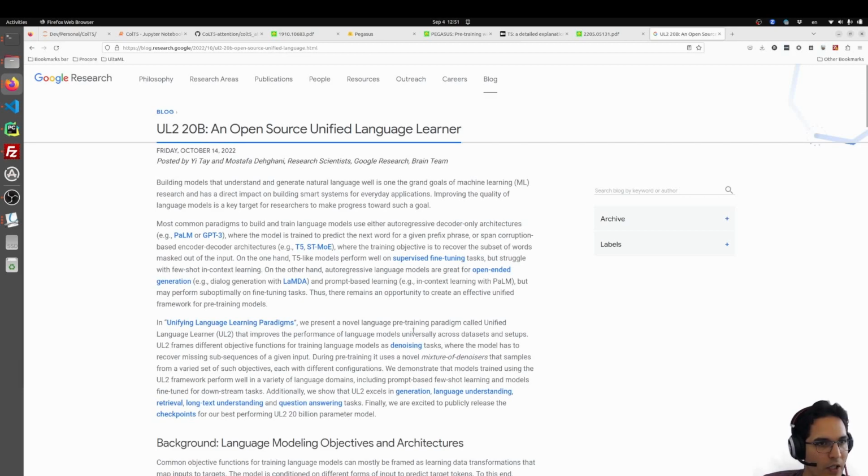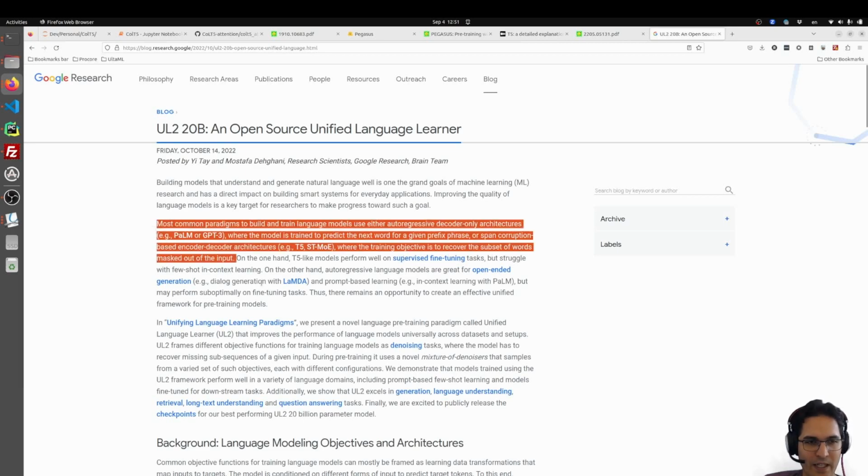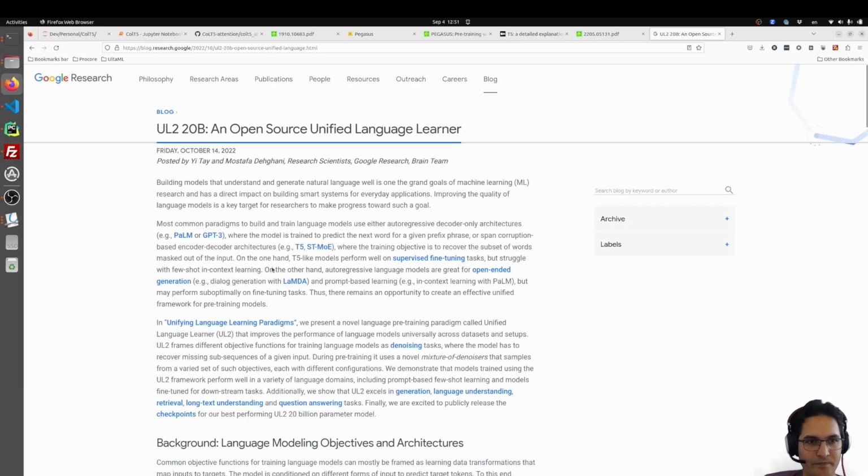And also they mentioned somewhere here, they said most common paradigm to build and train language model use either autoregressive decoder only architecture like PaLM or GPT-3, where the model is trained to predict the next word for a given prefix phrase, or a span corruption based encoder decoder architecture like T5 or ST-MoE, mixture of expert, where the training objective is to recover the subset of word mask of the input. This is what exactly we talked about. On the other hand, T5-like models perform well on supervised fine-tuning, but struggle with few shot in context learning. Yeah, we discussed about that too.